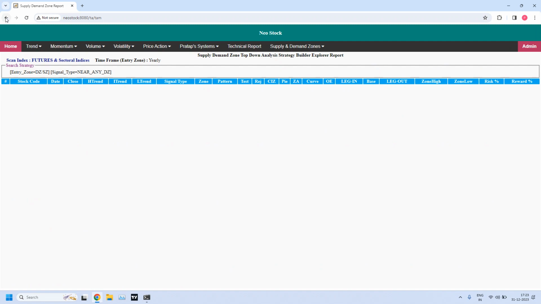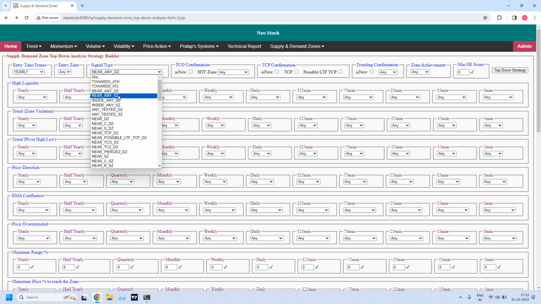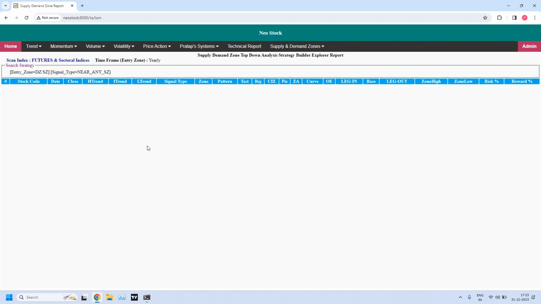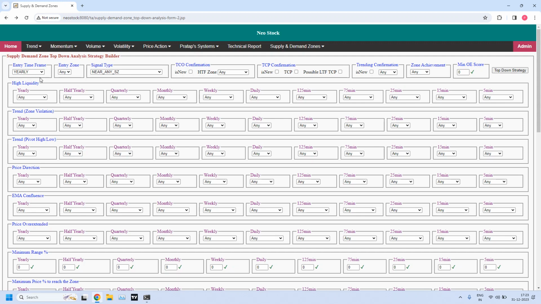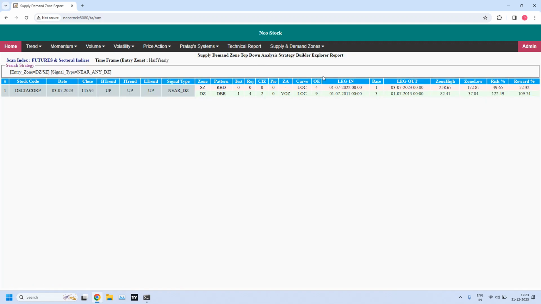So no stocks near daily demand zone. Similarly, yearly time frame, let us find any stocks near yearly supply zone. No stocks are available. Next, half yearly time frame. Today is also end of the half yearly time frame. Let us find the stocks near half yearly demand zone. So one stock is there.